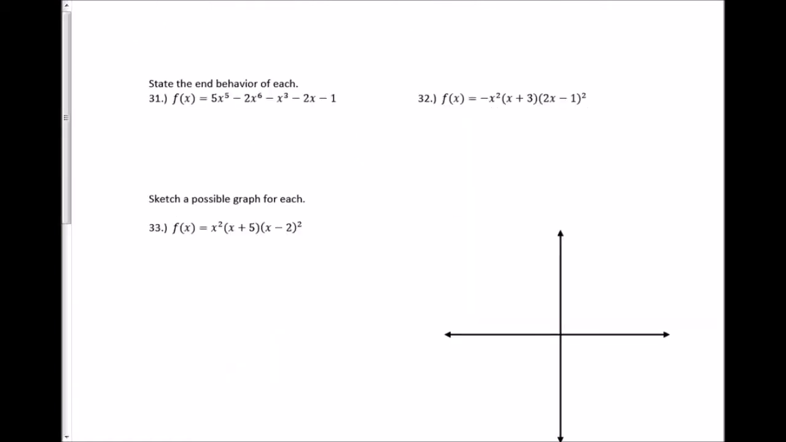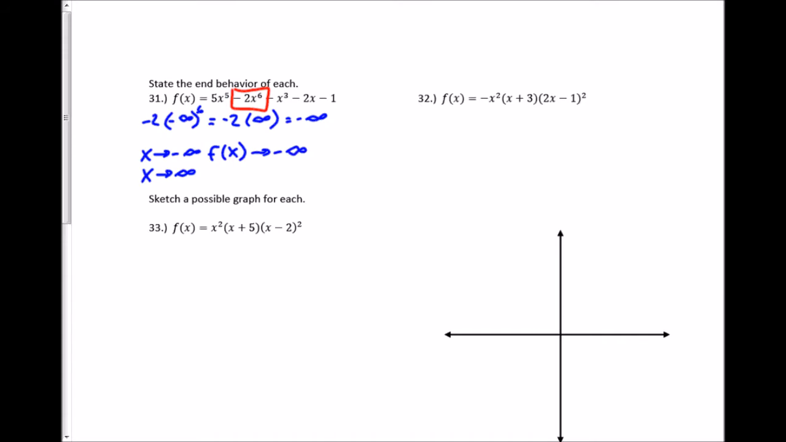Number 31 asks us to state the end behavior. For this one, we're still going to do the same thing. We look as x goes to negative infinity, and then as x goes to positive infinity. But really, we have to plug these in. When it's written in standard form like this, we essentially ignore everything except the term with the highest exponent. So we're looking at this term right here, and I'm just going to plug it in. Negative infinity to the 6th power is positive infinity, and then times a negative 2 is negative infinity. So when I plug a negative infinity in, I get a negative infinity out. And that's it.